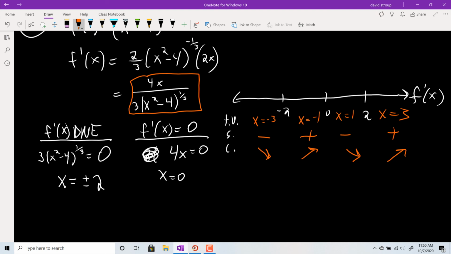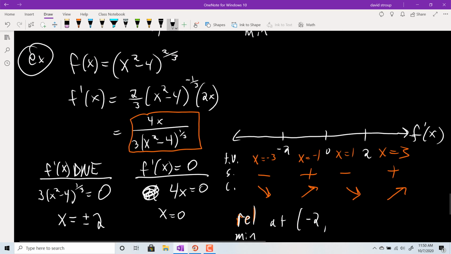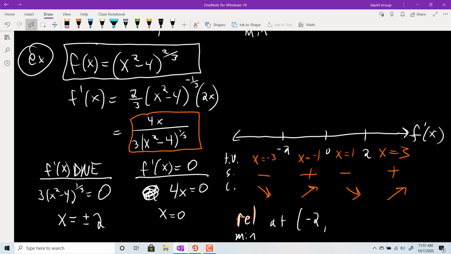Okay. So it looks like we have a relative, I'll put this back in white, a relative min at -2 comma f of -2. So if you put -2 back into the original function, you'll get 0. So I'm plugging it back in here above. -2 squared minus 4 is 0, so this will be 0. And also at 2, 0.